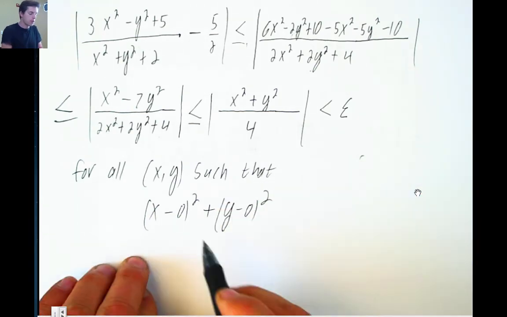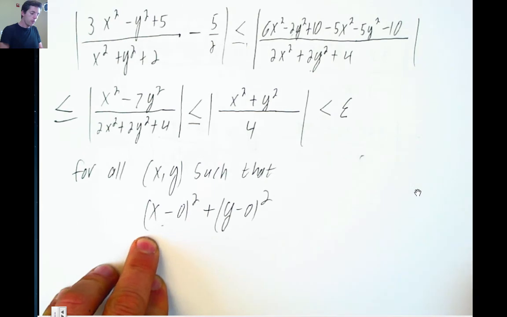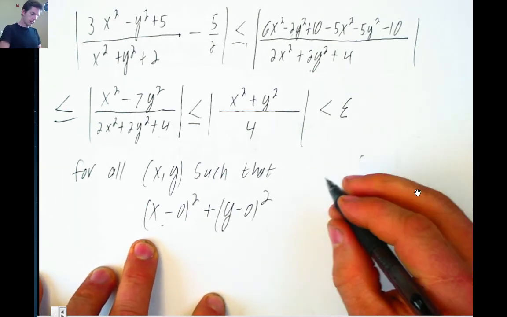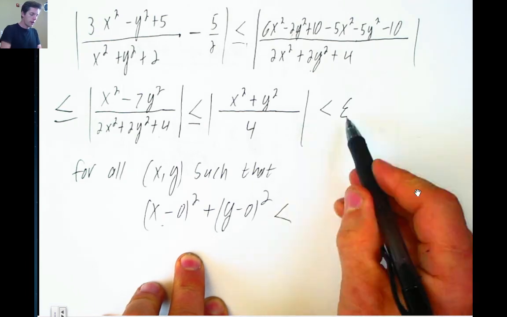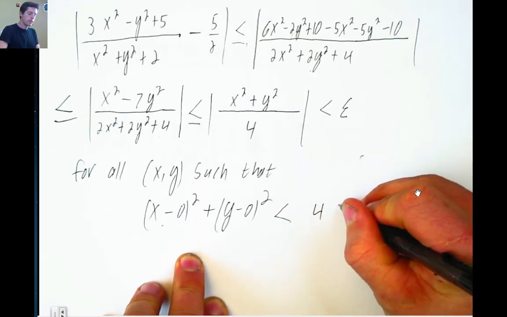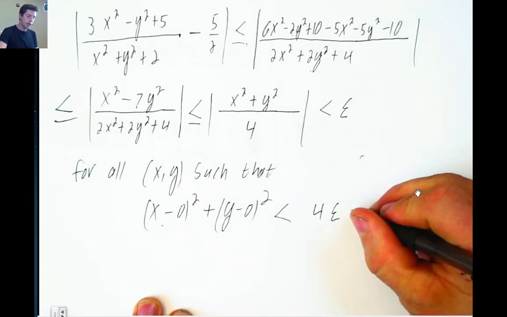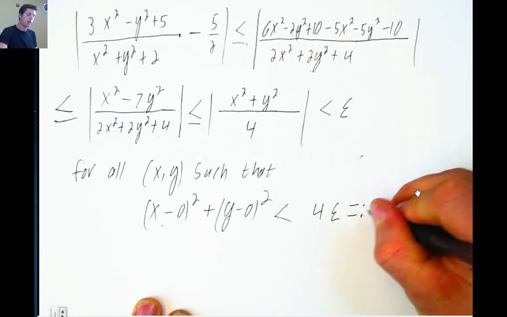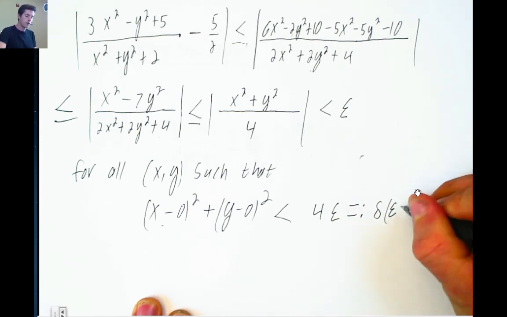Why did I write that? Because we are looking at the limit as x, y goes to 0, 0. Less than, now just rearranging that, I'll have 4 times epsilon. Just multiplying both sides by 4. Okay, now 4 epsilon is what I'm going to define to be my function delta of epsilon.